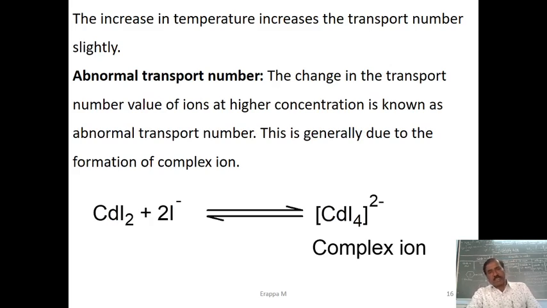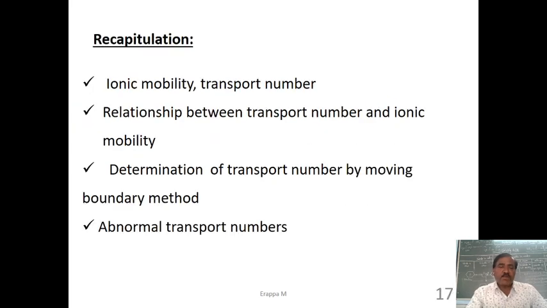Then another point is abnormal transport number. Abnormal means the transport number in certain systems is abnormally low. The change in transport number value of ions at higher concentration is known as abnormal transport number. This is generally due to the formation of complex ions. Example, CdI2 plus 2I gives CdI4 2 minus. So it forms a complex, and the complex will decrease the transport number.